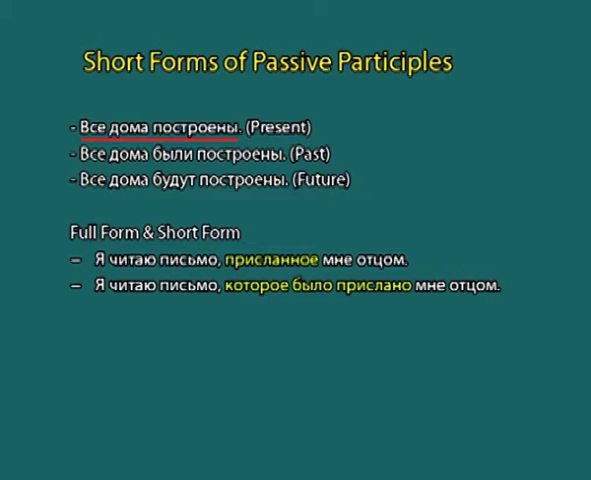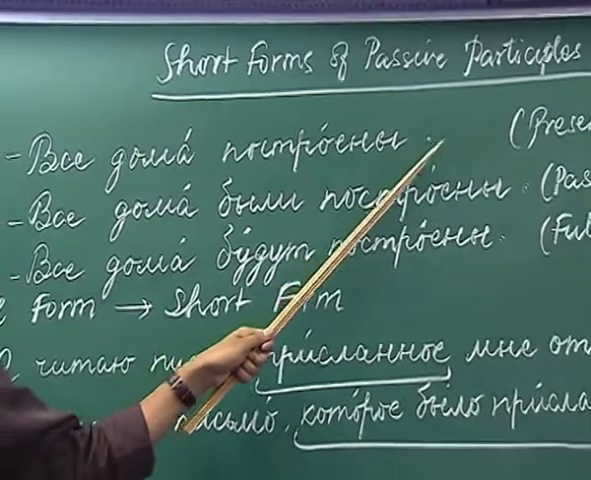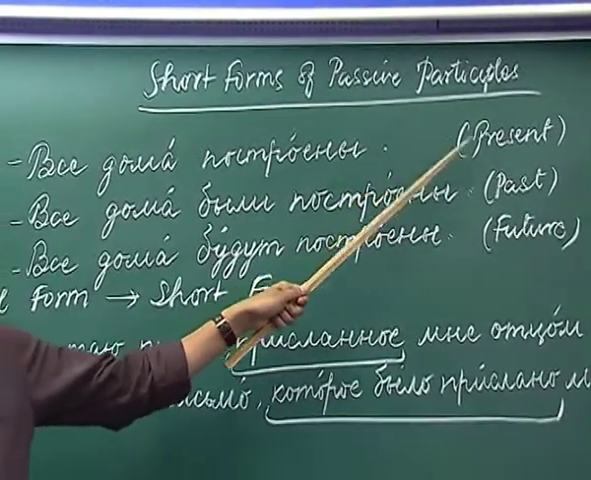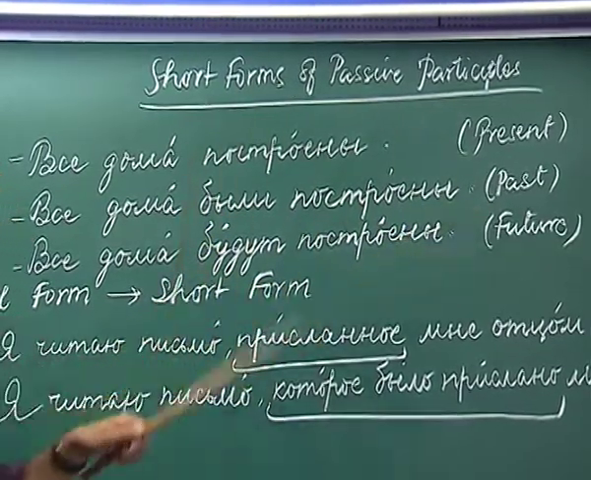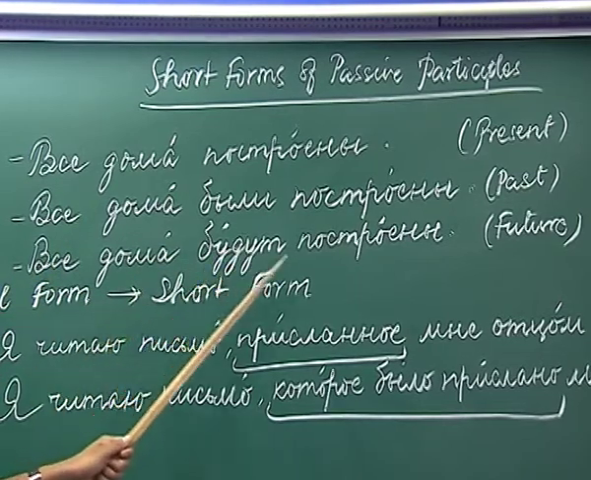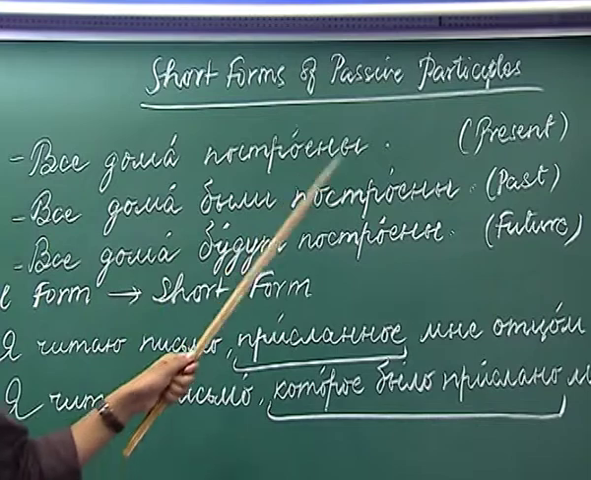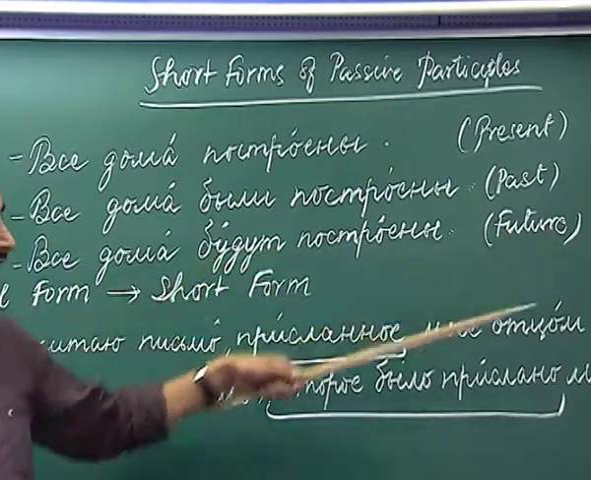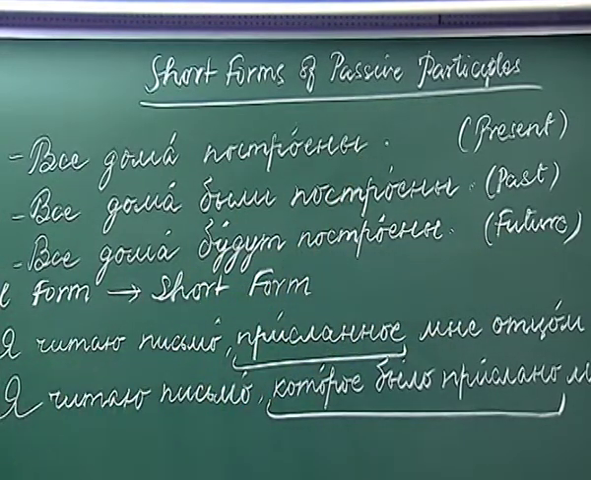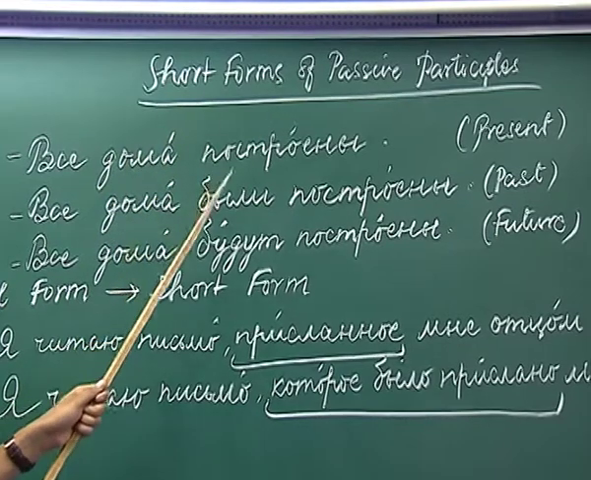Siedama pastroeni. So, all the houses are made or all the houses are constructed. Siedama bili pastroeni. So, all the houses were constructed. So, here this denotes the result of an action in the present tense, and here this is again the result of an action in the past tense, and Siedama budut pastroeni. So, all the houses will be constructed. So, here the result of an action is denoted in the future tense. So, this is one of the functions that the short forms of passive participle perform.